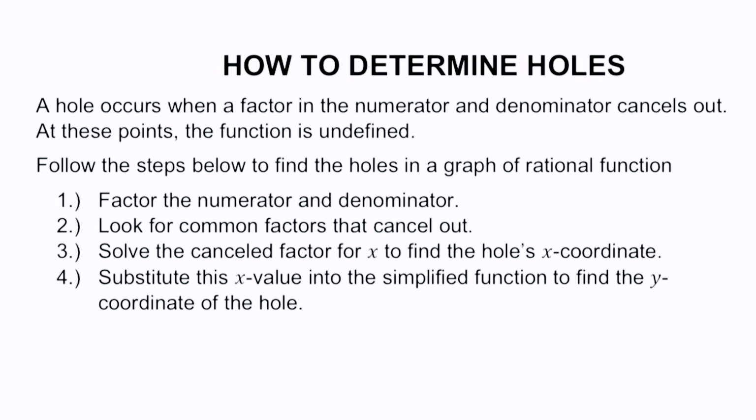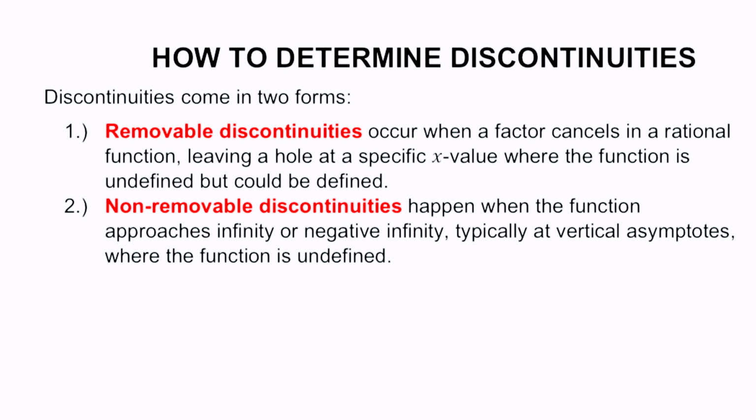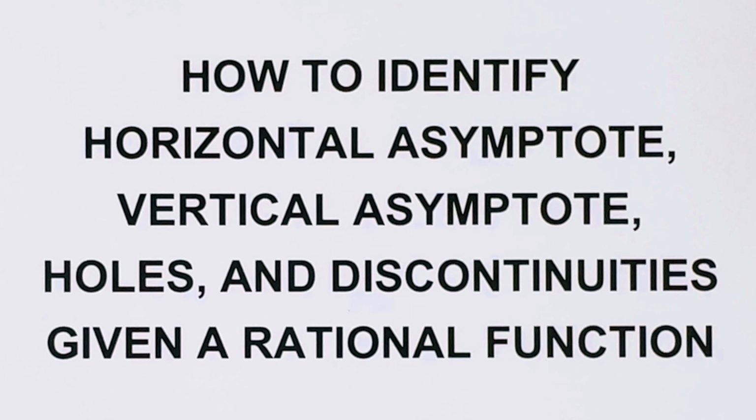And we can substitute this x value into the simplified function in step 2, and we will be able to determine the y coordinate of the hole. Now let's go over the two types of discontinuities. Discontinuities come in two forms: the removable discontinuities, which represent the hole, and the non-removable discontinuities, which represent the vertical asymptote. Okay, now let's go over some examples. Let's start off with the first example here.